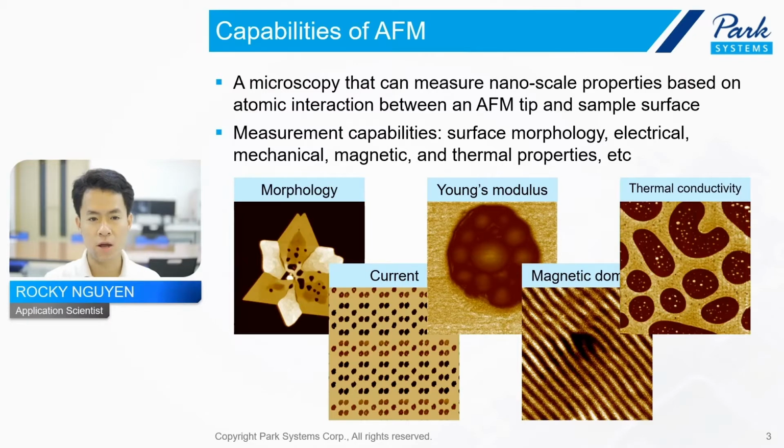As you know, AFM is a microscopy that can detect the atomic force between the atoms based on the interaction between the tip and the sample. And using AFM, not only the surface morphology, but also various material properties can be measured, such as the electrical, mechanical, magnetic, or thermal properties.